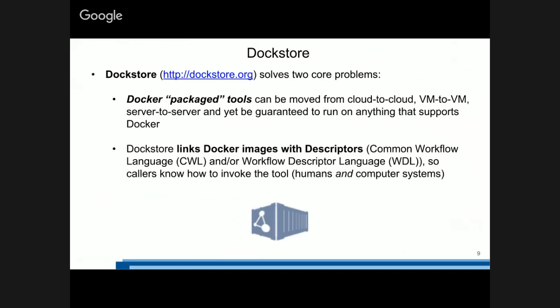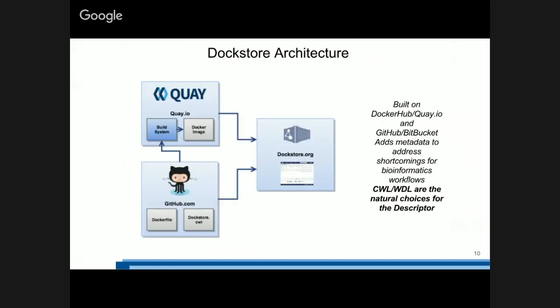So for Dockstore, what we decided to do is use the Common Workflow Language and the Workflow Descriptor Language, so CWL and WDL respectively, that are metadata formats that are human and computer readable that describe how to call a particular tool or workflow. So that's what we're using for Dockstore and the two core problems we're trying to solve. Now, for Dockstore, we didn't want to reinvent the wheel.